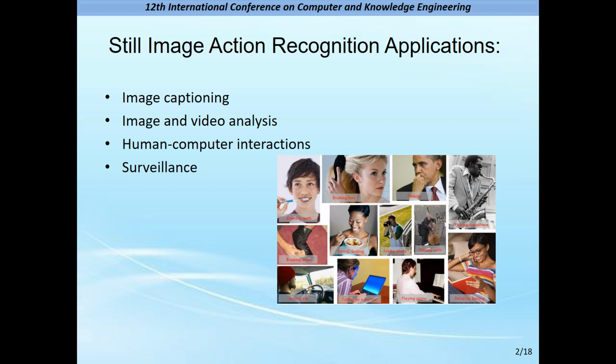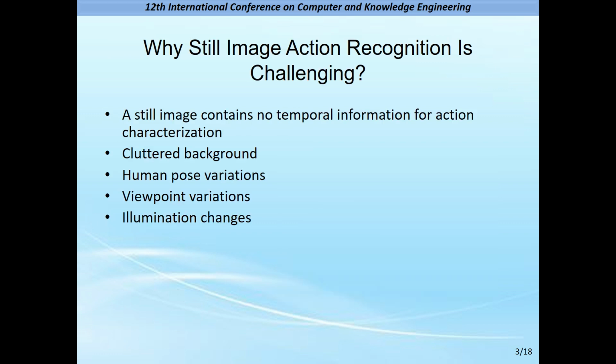Recognizing human actions from images has many applications, such as image captioning, image and video analysis, human-computer interactions, and surveillance. Action classification from videos is well established, but predicting human actions from still images is less explored. Compared to video, a still image contains only spatial information without any time signs. In addition, due to changes in perspective, background clutter, human pose and viewpoint variations, rotations, blockage, and significant within class variations, a still image is more challenging than video.